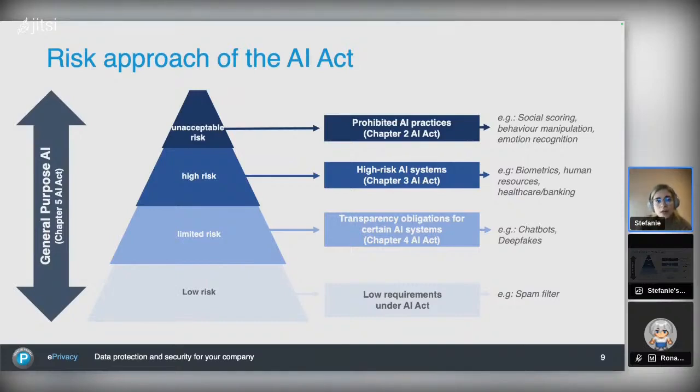But then we also have high-risk AI systems, and they have the most requirements that need to be fulfilled under the AI Act. Then there are the systems that have a limited risk. There are only a few transparency obligations under the AI Act that apply for certain AI systems, for example, chatbots or using and creating deep fakes. Roughly explained, there is a transparency obligation to mark these as created by AI, or in the example of chatbots, to mark that you're communicating with a chatbot and not with a human person. Then we have the systems that are classified as low risk, and they have very low requirements under the AI Act. These are, for example, spam filters.